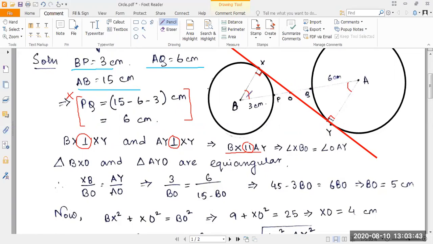You can prove either these two angles are equal, or you can prove these. Let me just mark. So you can also mark these two angles as equal, whichever suits you, and you can just stop. Just proving that one angle is equal will suffice, because you've already proved the other to be 90 degrees. So you can say that triangle BXO and triangle AYO are equiangular. So these two triangles are equiangular triangles, that is, they have equal angles and they are essentially similar triangles.